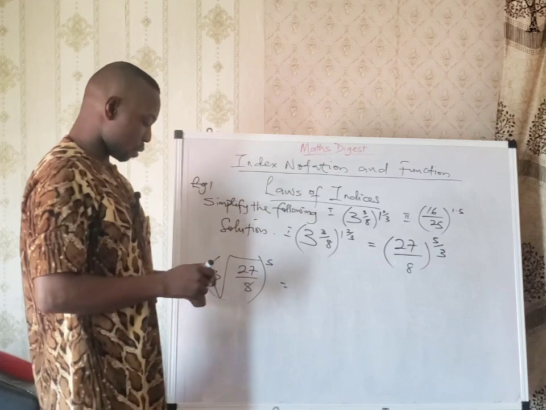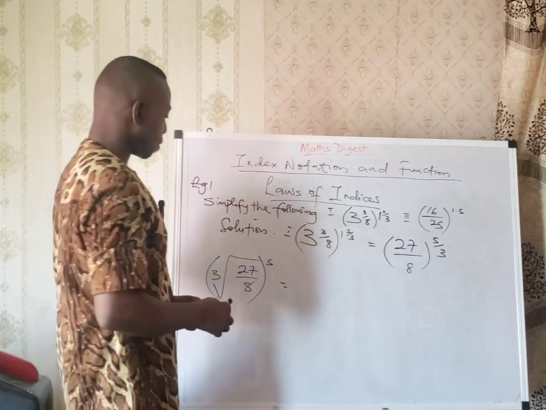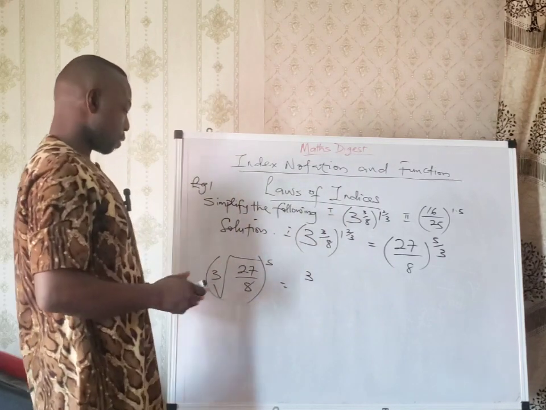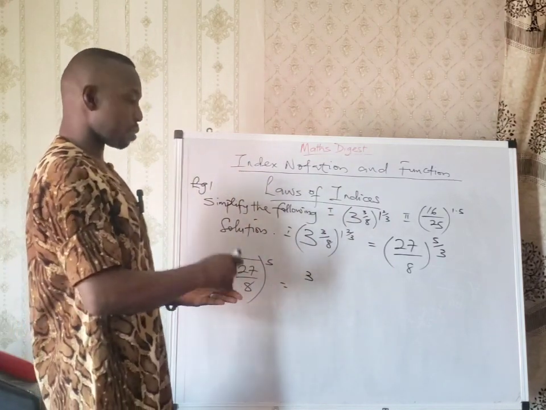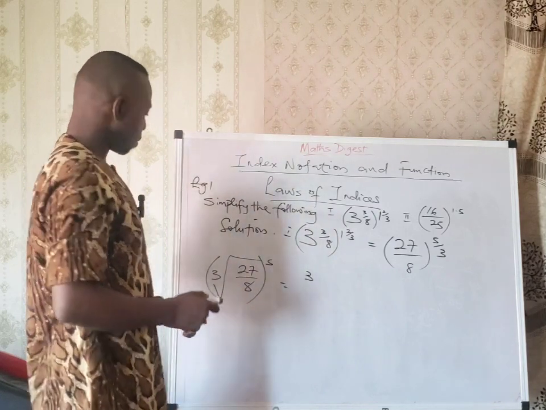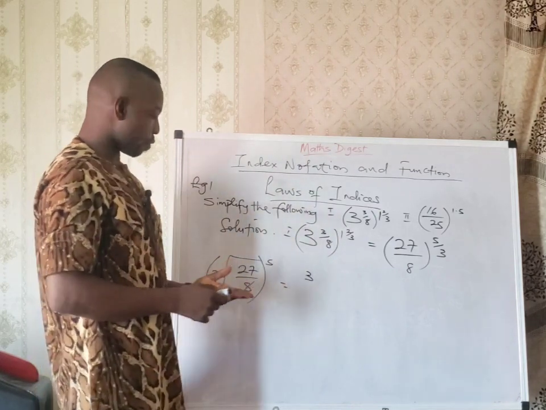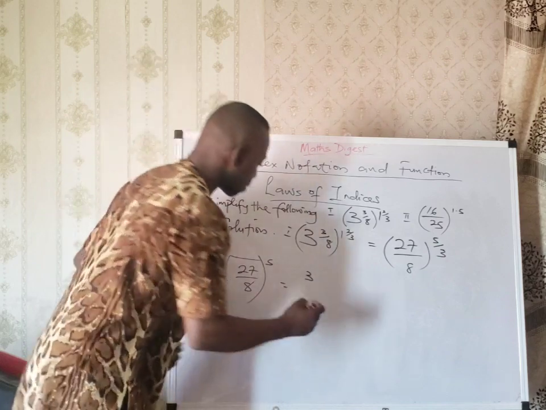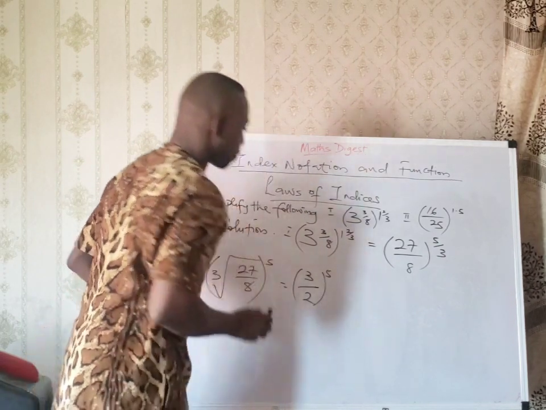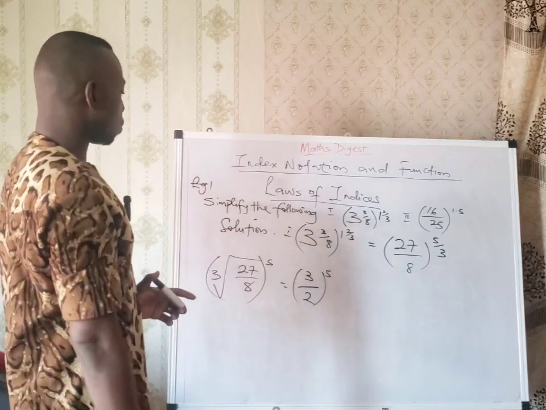cube root of 27 is 3, because 3 times 3 is 9, 9 times 3 is 27. Now cube root of 8 will give you 2, because 2 times 2 will give you 4, 4 times 2 will give you 8. All this raised to power 5.